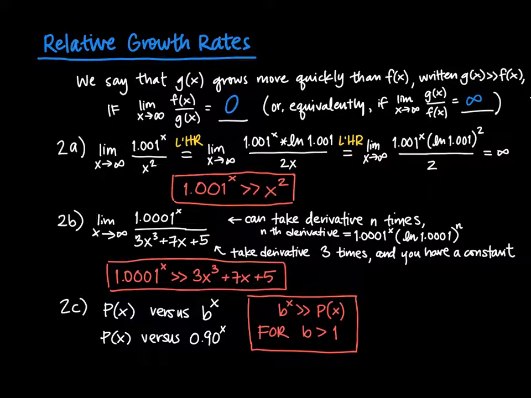If b is 1, then it's actually a constant function. You raise 1 to any power and it doesn't grow. It's just 1, right? And if b is less than 1, it's actually a decreasing function. So b to the x, the exponential family of functions, eventually grows much faster than polynomials, but only for bases greater than 1.